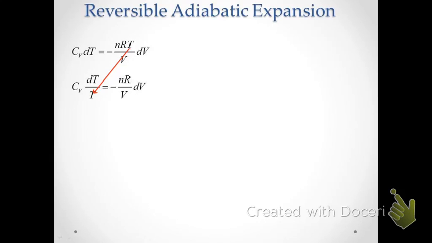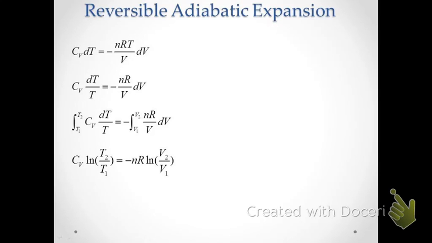Now, on the left we have CV dT over T, and on the right negative nR over V times dV. And of course, in this case, we will once again assume that the constant volume heat capacity is independent of temperature and therefore a constant. We will also assume, of course, that n, the number of moles, and R, the gas constant, are constants. So we can pull those outside the integral. And when we evaluate the integral, dT over T gives us the natural log of T2 over T1, and dV over V gives us the natural log of V2 over V1.